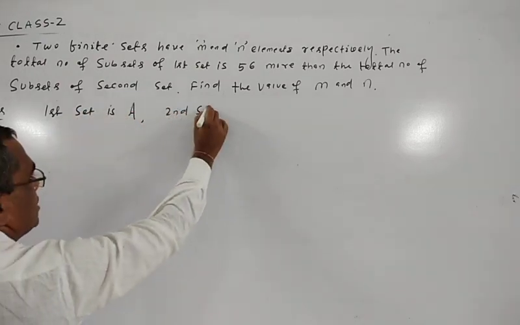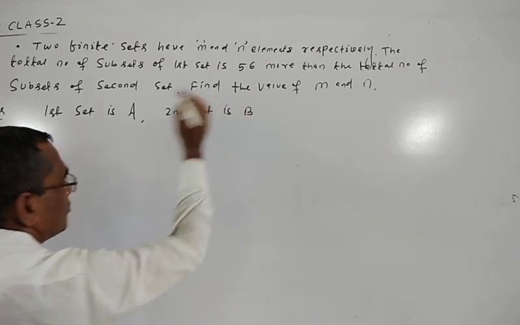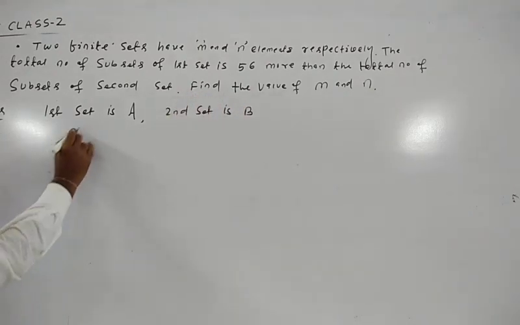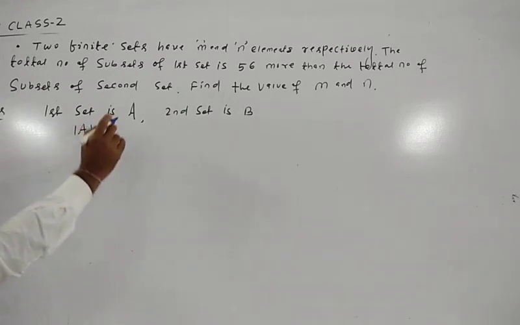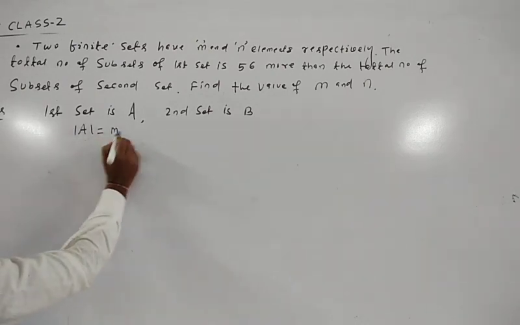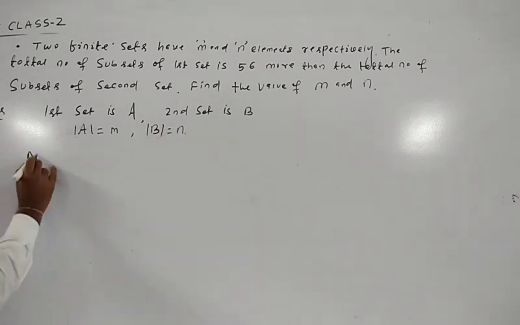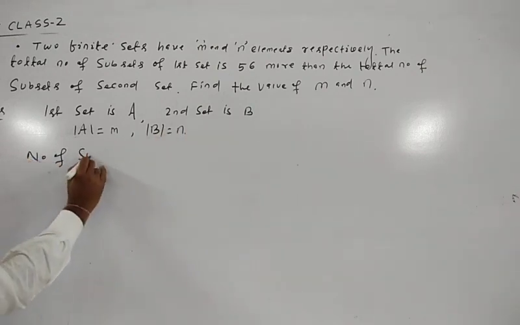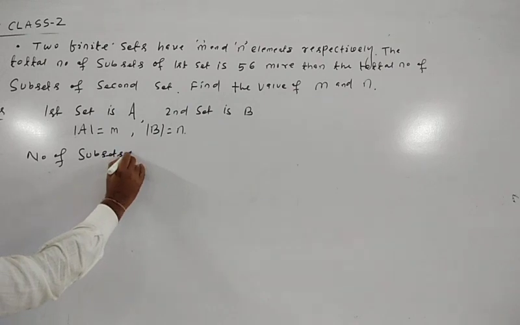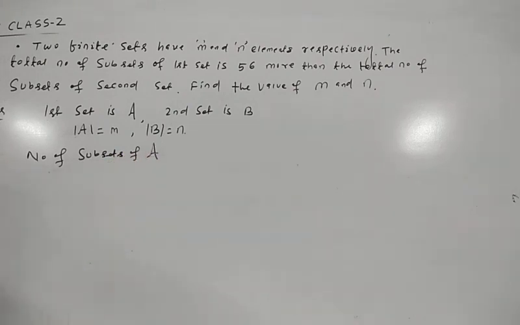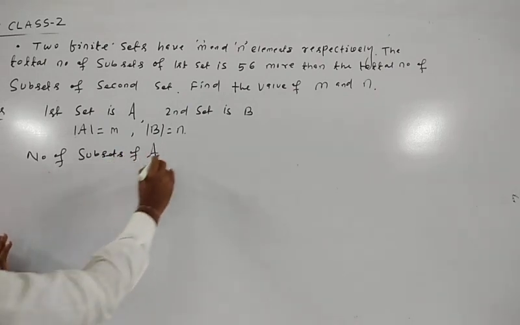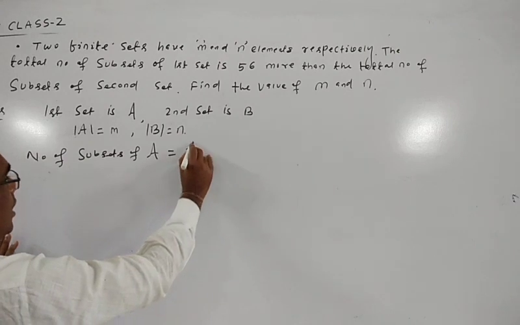Second set is B. That is, the number of elements of A means mode A, the cardinality of A. Here cardinality of A is equal to m and cardinality of B is equal to n. Number of subsets of A: what is the number of subsets of A? Equal to 2 to the power m.